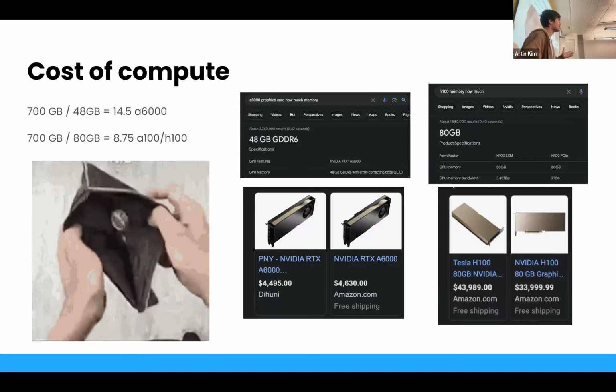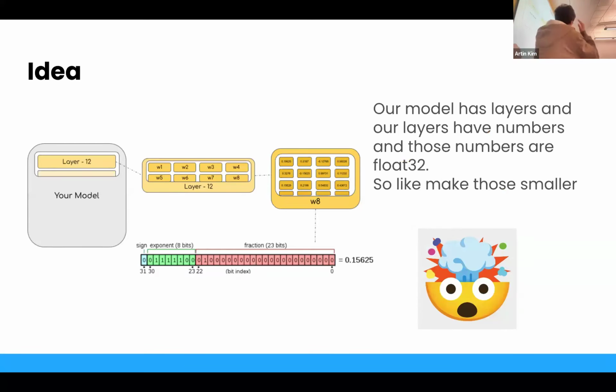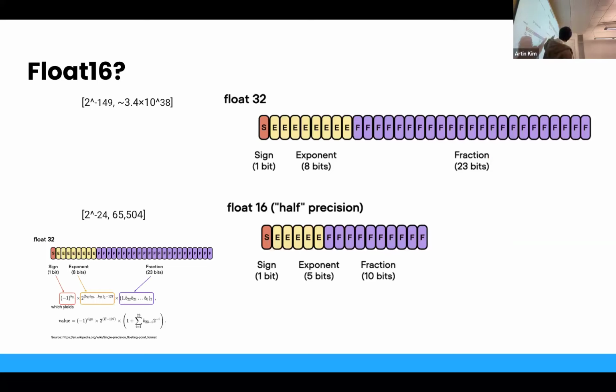So quantization. Wouldn't it be nice if we could compress our model down and make it smaller so it didn't take up so much, and I could save my money and eat food tonight? Answer is yes. So here's the idea, crazy, okay? We have our model. Our model has layers. Our layers have weights. Those weights are floats, right? So like, CS33, what happens if we make these floats smaller? Crazy idea.